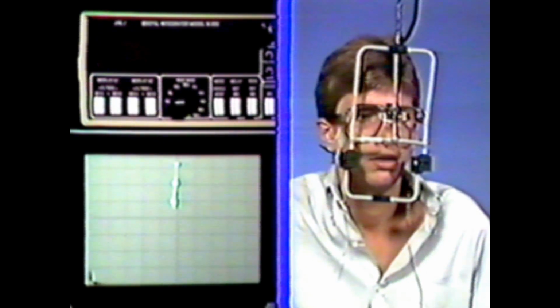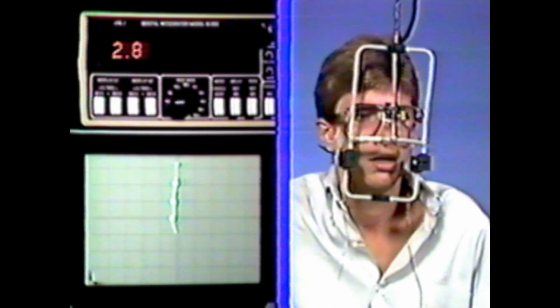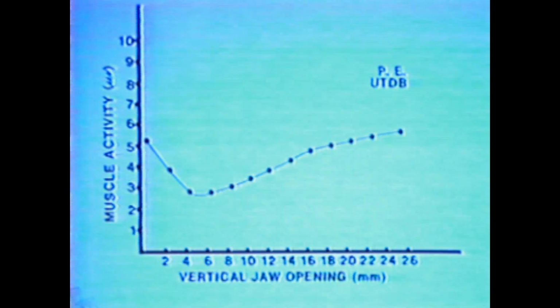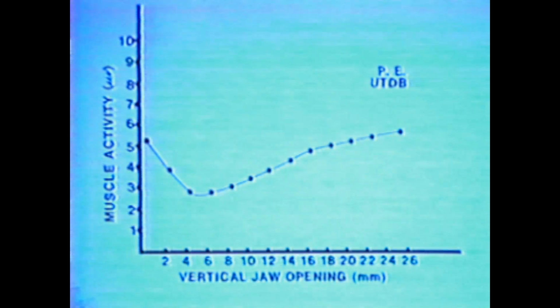At 6 millimeters, the reading is again 2.8 microvolts. At 8 millimeters, 3.3 microvolts. 10 millimeters, 3.4. And at 12 millimeters, 3.5 microvolts. The muscle activity is recorded and graphed to 24 millimeters of mandibular opening.